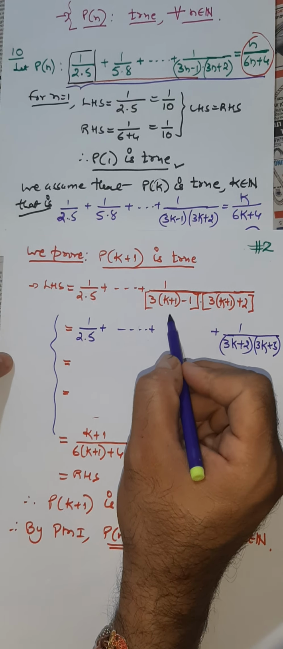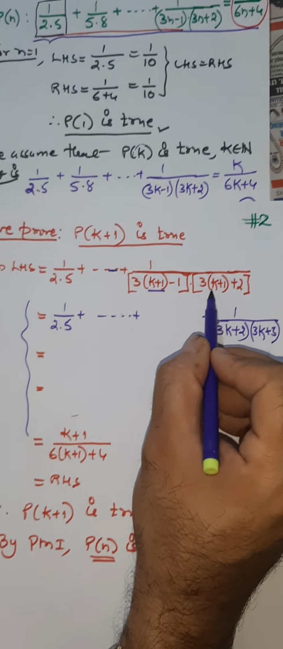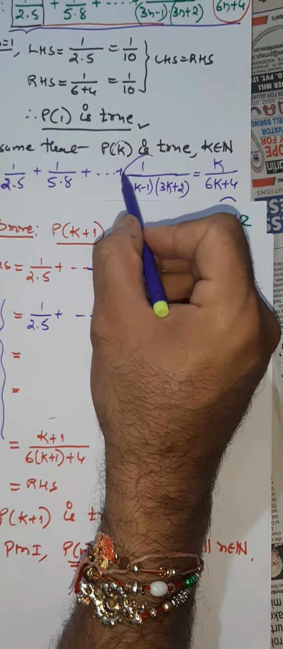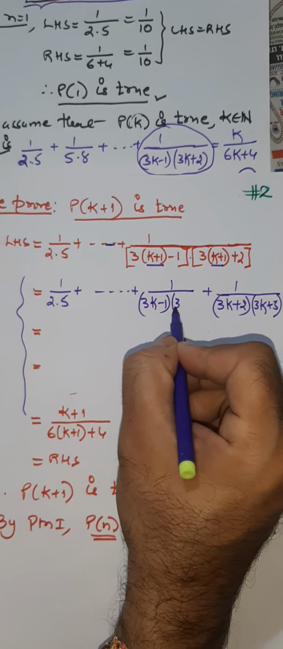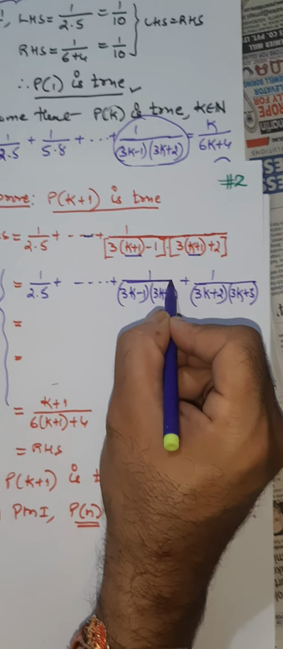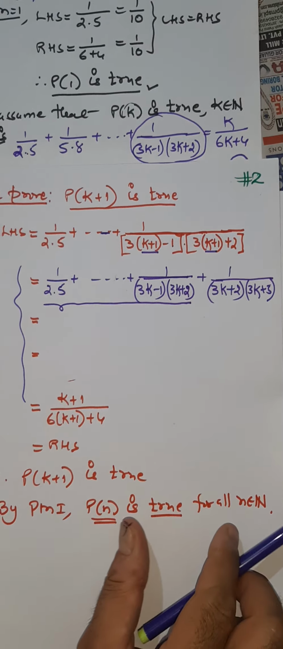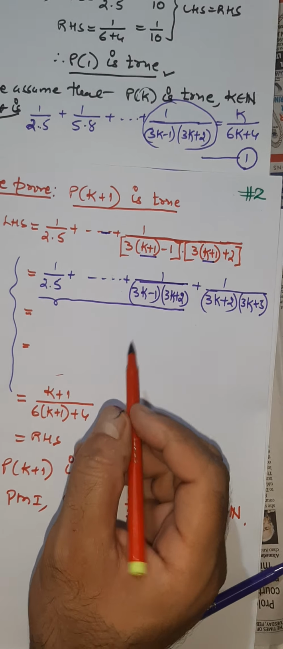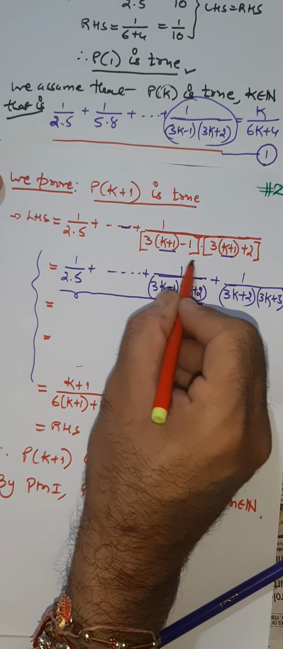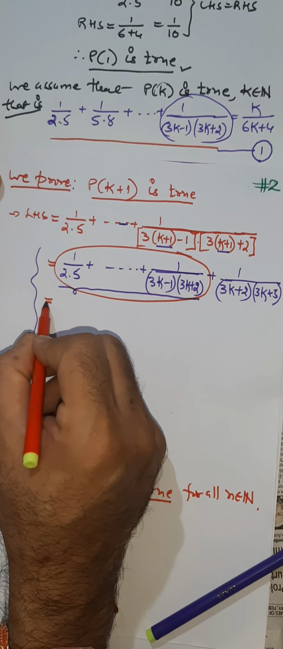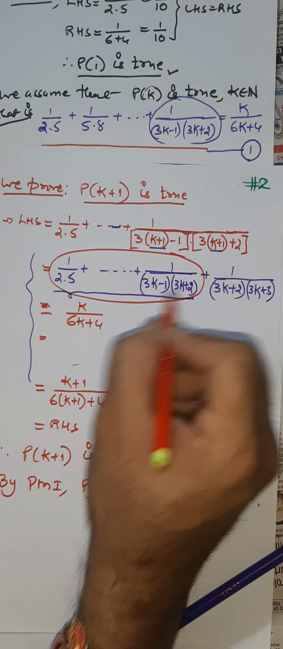Now always, if you recall the previous solutions, we write here the previous term. What's the previous term? Instead of k plus 1, you write k. So it is always this term, you know. So I'm writing 3k minus 1 into 3k plus 2, right? Previous term, if you remember. Why did we do this? Because this much we know by equation 1. You know the value of this one by 1. Look here, this much you know, that is k upon 6, k plus 4. So I'll place here, instead of this, k upon 6k plus 4. This one as it is.